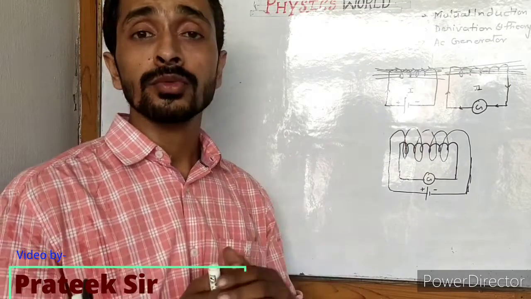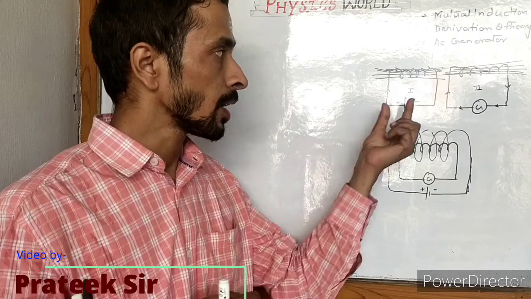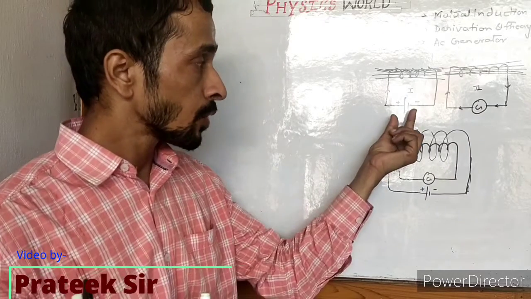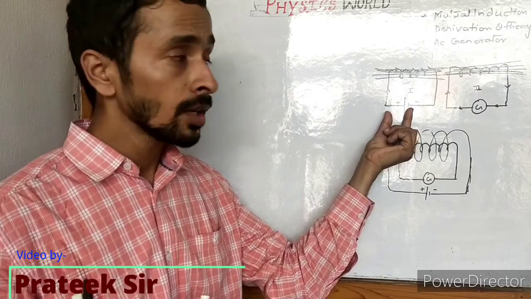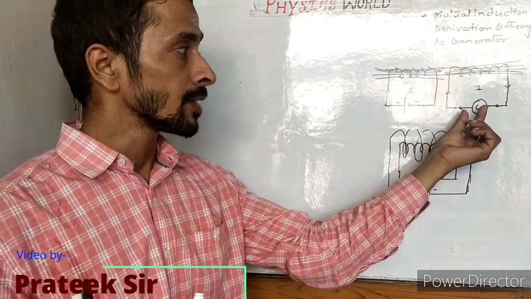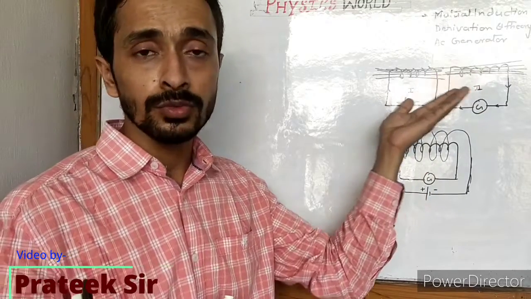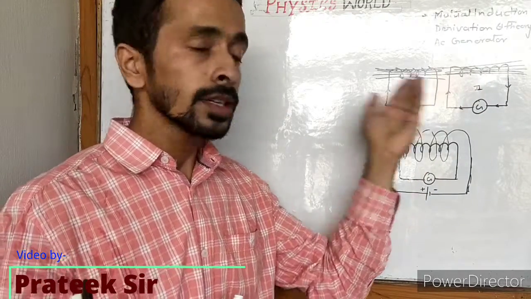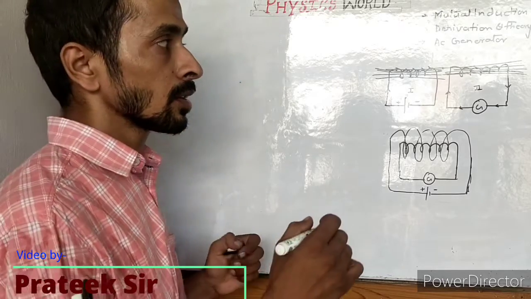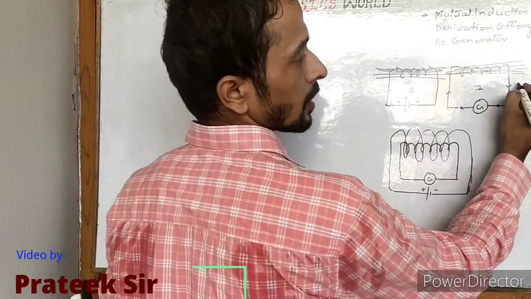Here, derivation of the mutual inductance, and here we have the two coils. This one is the first coil and this one is the second coil. In the first coil, the battery source is connected here, so that's why the magnetic field will be generated. In the second coil, due to the passage of the magnetic field, you will get the current here. That is called the induced current. Suppose that we are talking about this current.